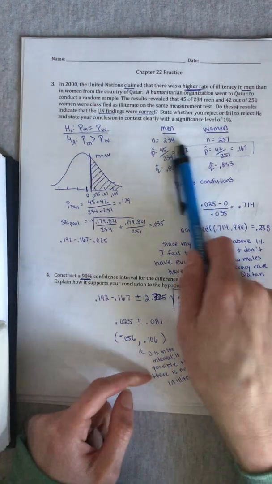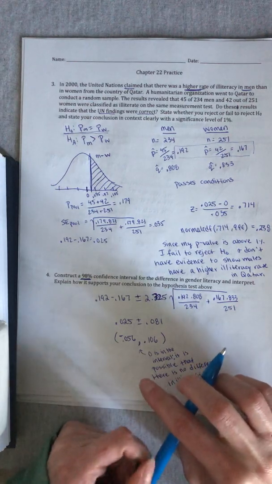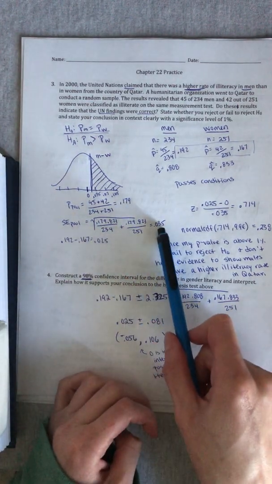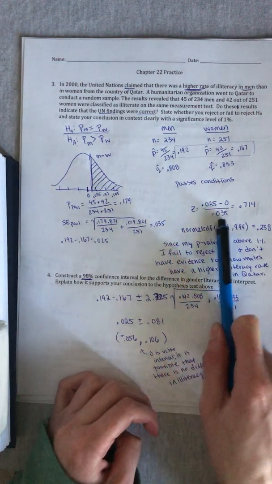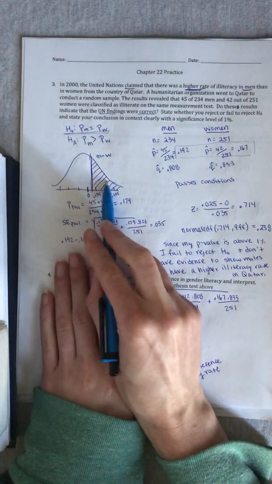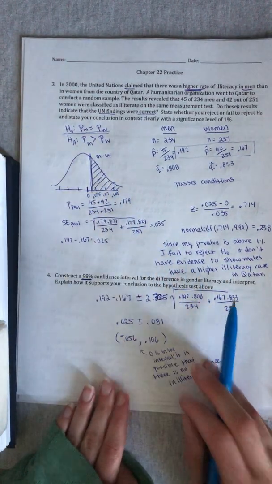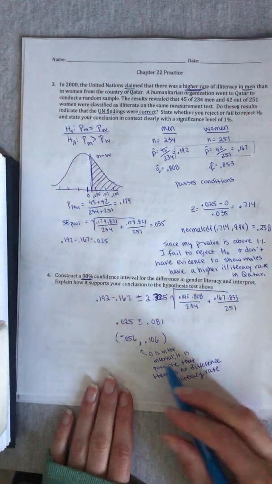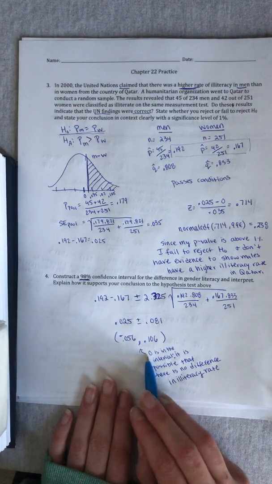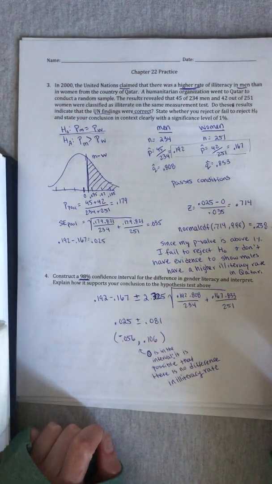Maybe if we had a higher sample size, but with the sample size we have, that's not a big enough difference. Okay, if we had a larger sample size, our standard error would be much smaller, which would make our z-score bigger, and so we would get further away from the mean and therefore have a smaller p-value. But with the sample sizes we have, there is not enough evidence to show that there's a difference. It's possible that there is no difference in illiteracy rate.